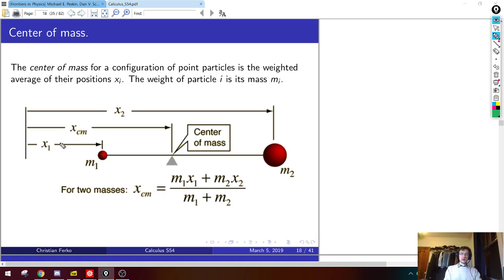So if the smaller one is at x1 and the bigger one is at x2, then the center of mass is going to be the weighted average of x1 and x2, where the weights are the masses of the particles. In other words, the center of mass is mass 1 times position x1 plus mass 2 times position x2, divided by the total mass.